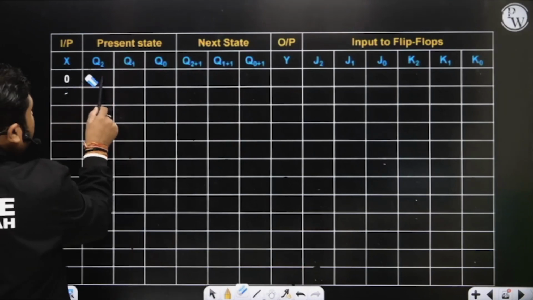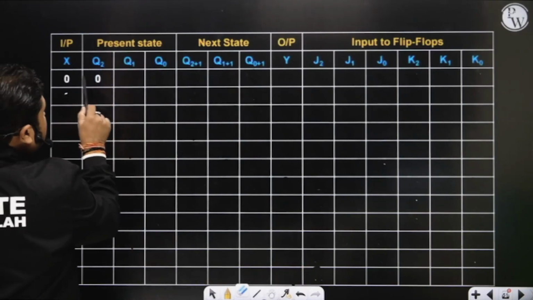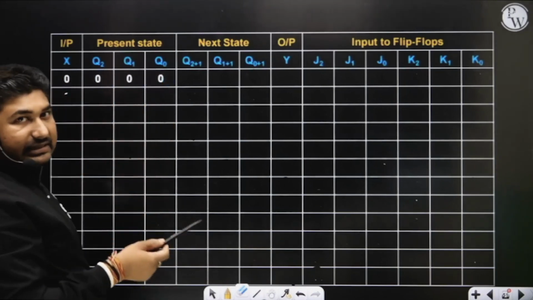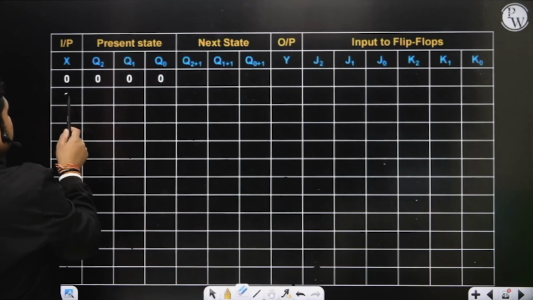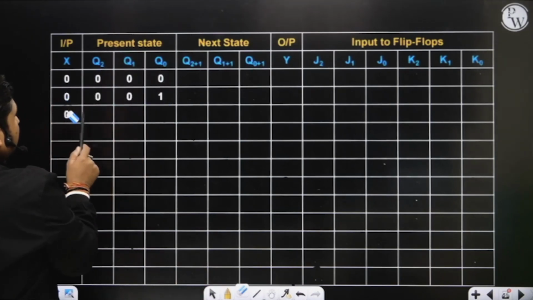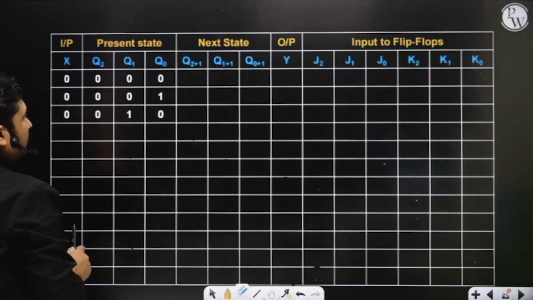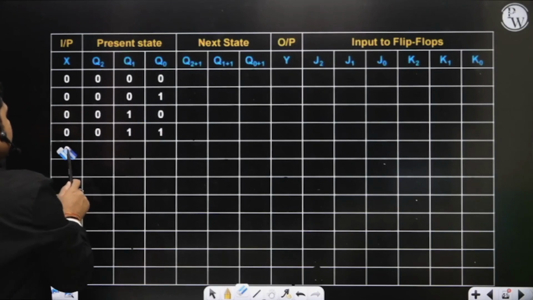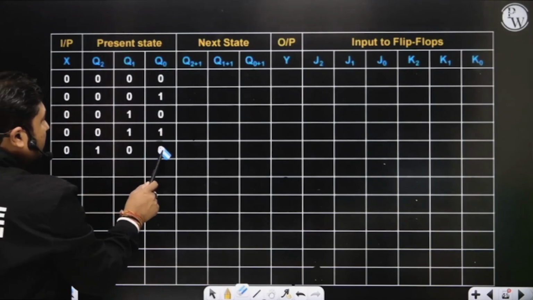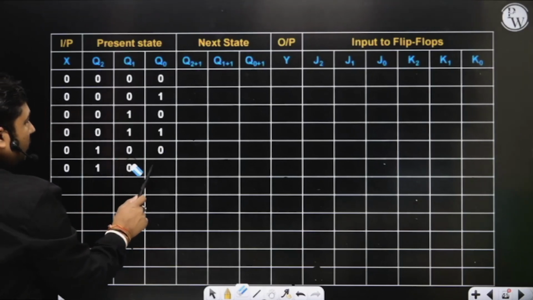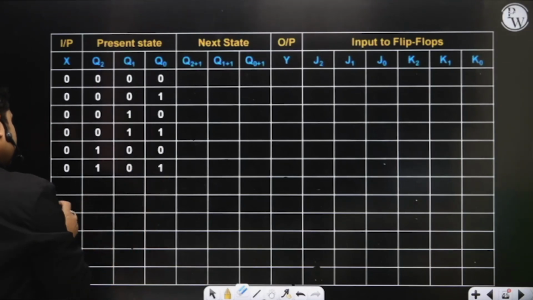If x is 0, we write x 0, then Q2, Q1, Q0 as 0, 0, 0. Present input, present state. Present input 0, present state 0, 0, 1. Present input 0, present state 0, 1, 0. Present input 0, present state 0, 1, 1. Present input 0, present state 1, 0, 0. Present input 0, present state 1, 0, 1.